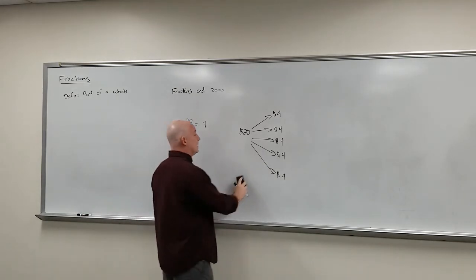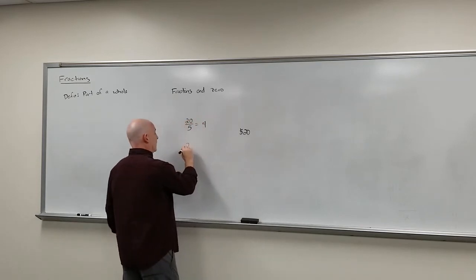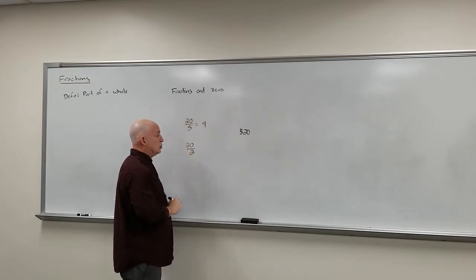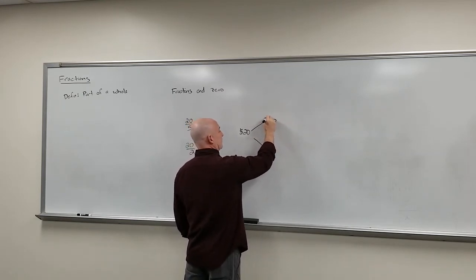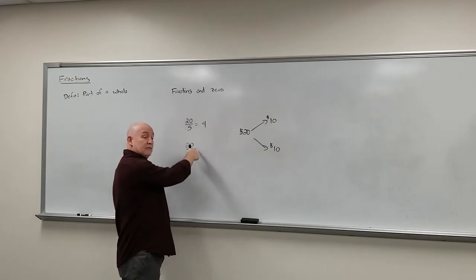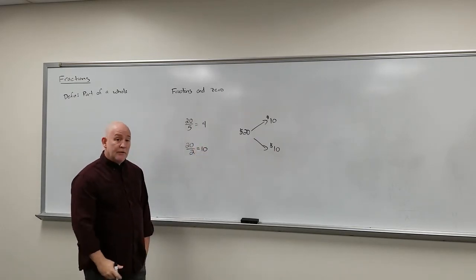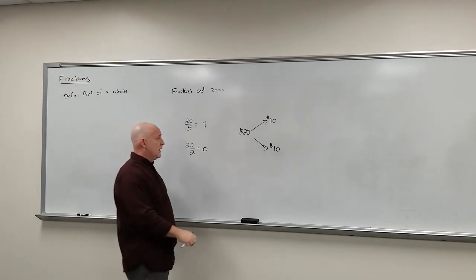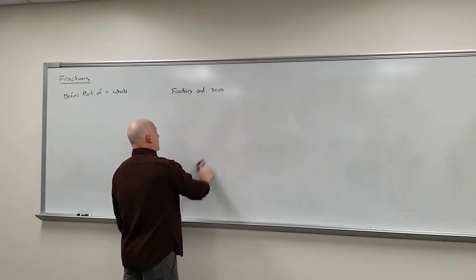So if I had the same $20, and I wanted to divide it among 2 people, how much would each person get? Well, each person would get $10. So 20 divided by 2 would be 10. All right, let's bring some zeros in here, because here's where it kind of gets confusing.